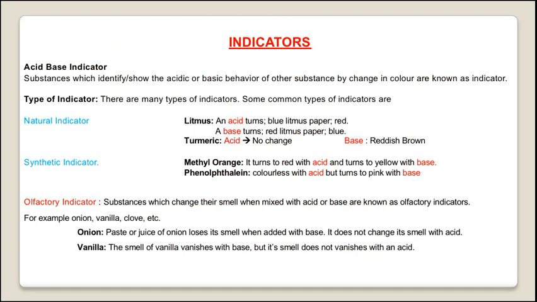I gave two examples: onion paste or juice of onion loses its smell when added to base, but it does not change its smell when added to acid. Same as vanilla, which is also used in ice creams, etc. The smell of vanilla vanishes in base, but it remains the same in acids. So these types of indicators can be used to indicate the presence of acid and base.